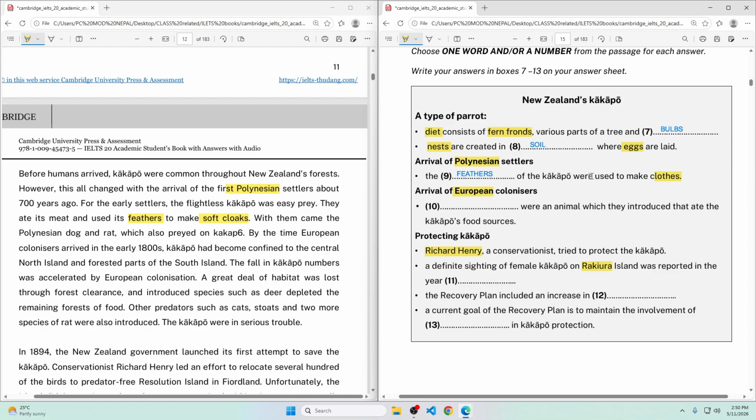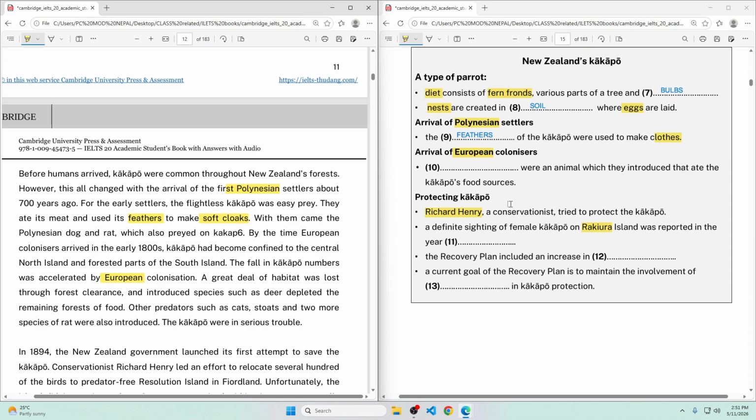The feathers of Kakapo were used to make clothes, soft cloaks. Next, arrival of Europeans. Let's find European. We have European here, colonizers, colonization. The blank were an animal, a different animal which they introduced. So what kind of animals were introduced by European colonizers?